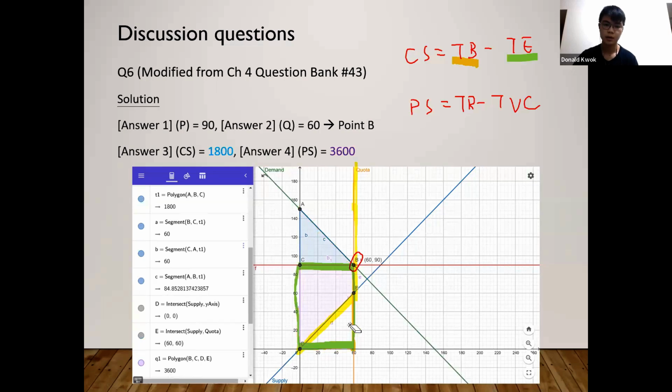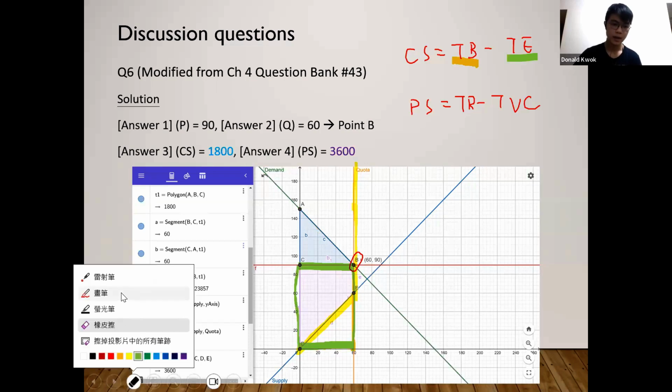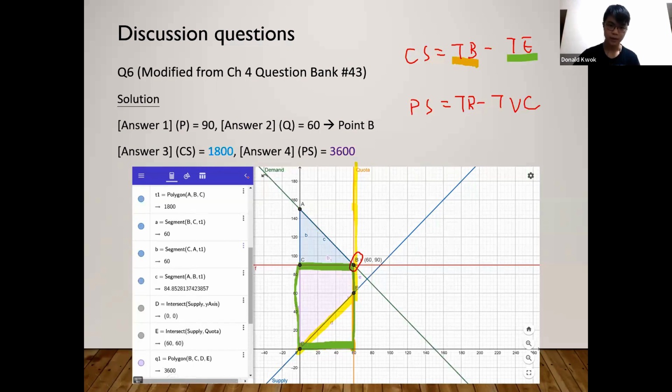Okay, so using the polygon function in GeoGebra, it will help you calculate the area of the triangle on top, right? Just click the vertices of this triangle, and then it will help you to find the area, which is given by 1,800, right? Triangle ABC has an area of 1,800.